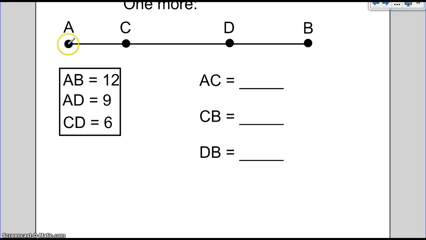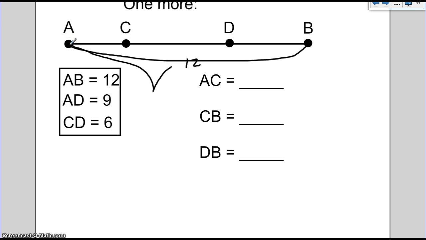From A to B, I get 12. From A to D, I get 9. Something tells me I can figure something out. If I know the whole thing is 12, and from here to here is 9, what can I say is D to B? Well, 12 minus 9 is 3.